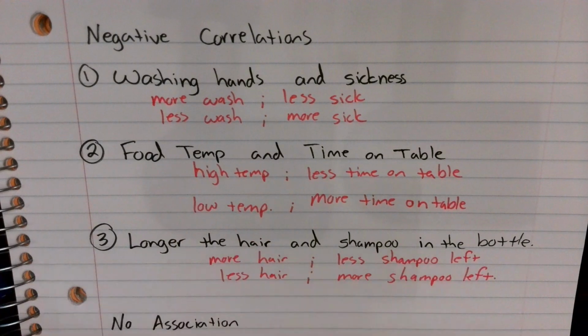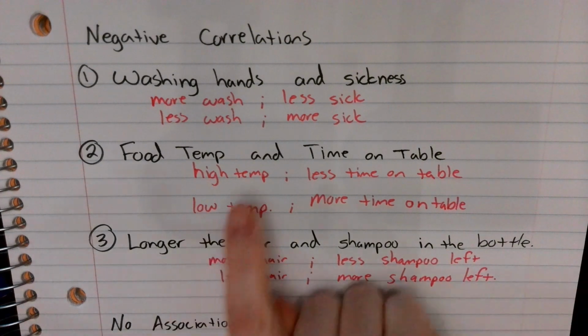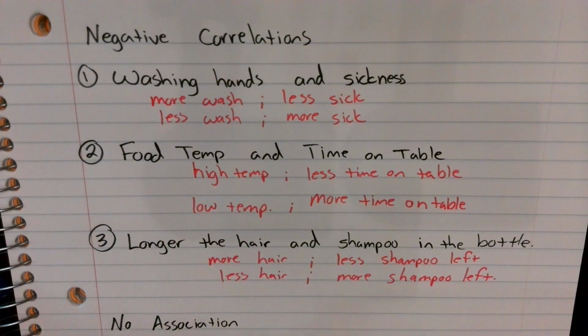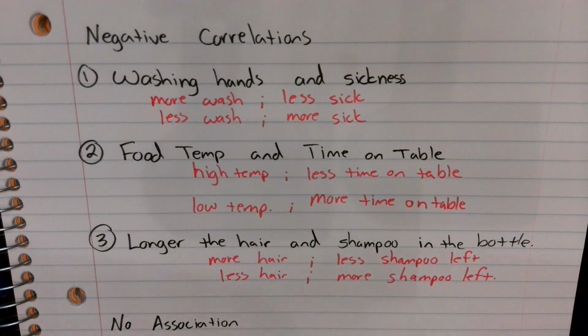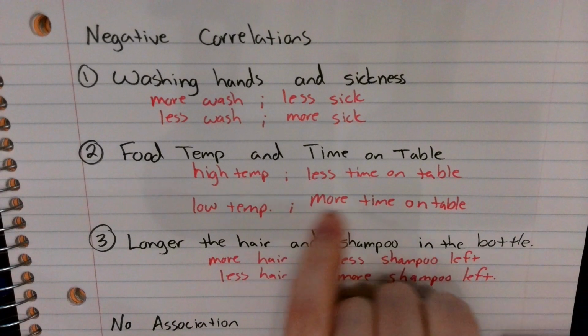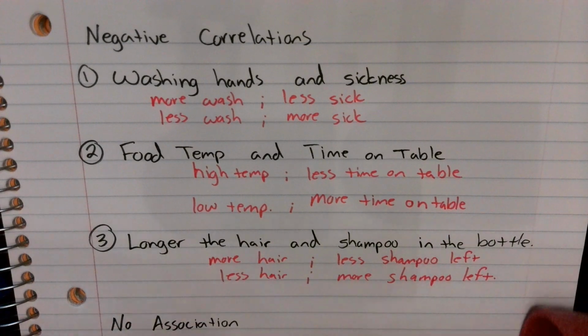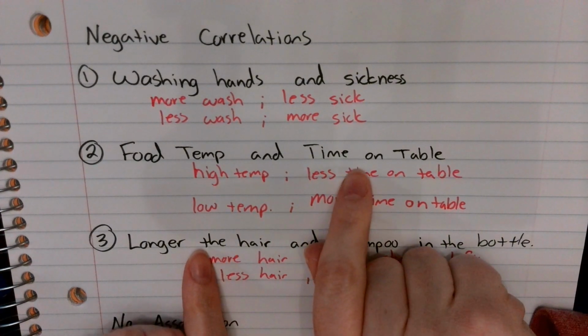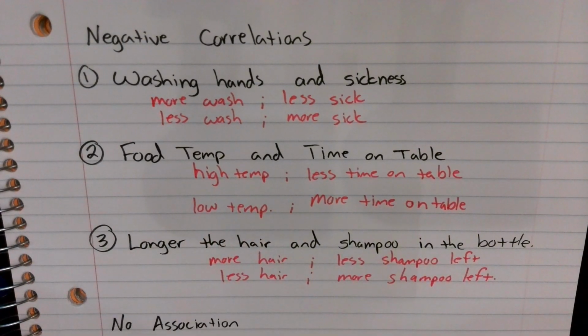Okay, so food temperature and time spent on the table. Think about it. When you've cooked a meal and you take it off the stove and put it on the plates and put the plates on the table, the very moment it gets to the table, the temperature is still pretty hot. You might have to blow on your food a little bit to cool it down. But as you spend time at the table, talking and having your family dinner, the temperature starts to cool down. Those are opposite effects. The less time at the table, the higher the temperature of the food is. The more time spent at the table, the lower the temperature of the food is going to be.